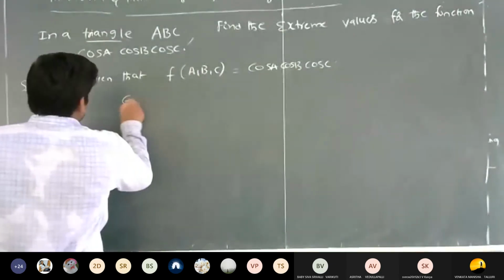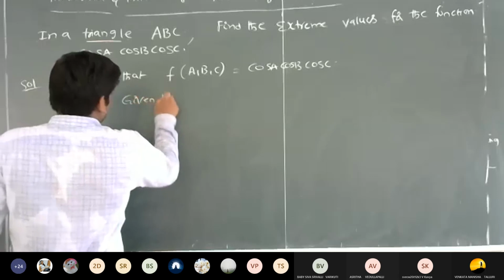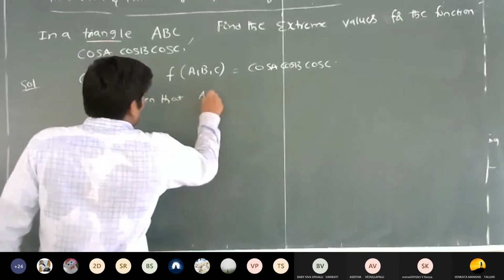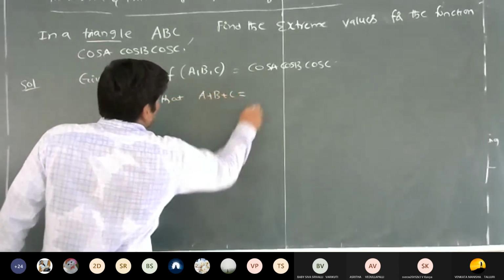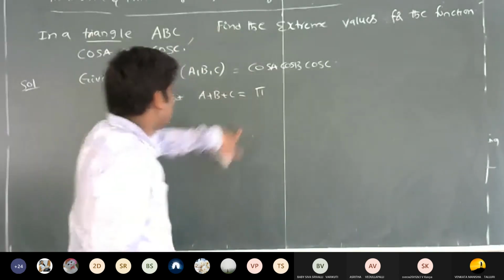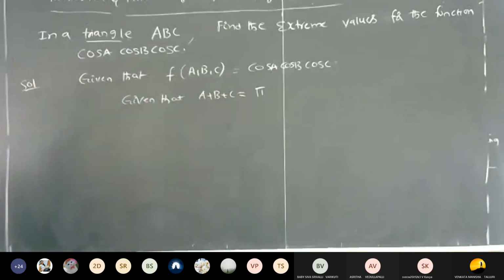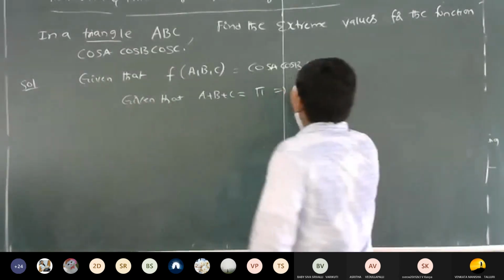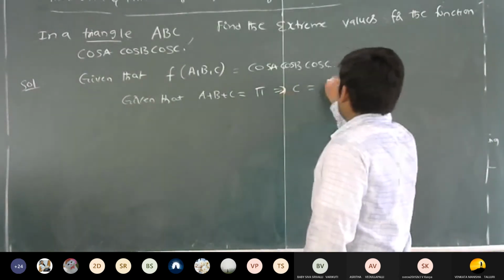So given that, A plus B plus C is equal to 180, that is pi. So this is the constraint. Now I want to change the variable C in terms of A and B.